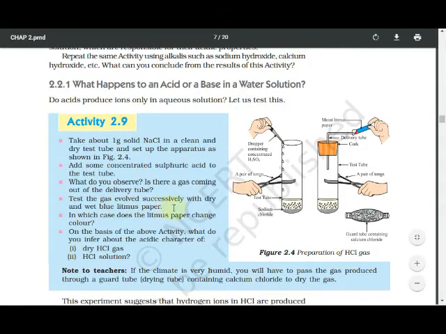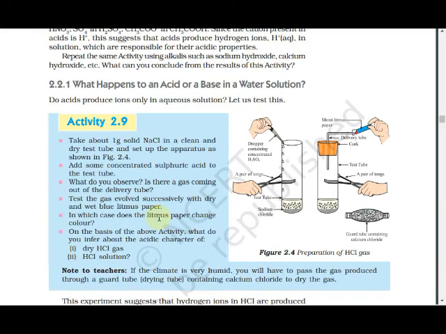Test the gas evolved successively with dry and wet blue litmus paper. Both litmus papers you have to see. Dry and wet blue litmus paper, both. Only blue litmus paper is given, but you have to take two litmus papers, dry also and wet also. In which case does the litmus paper change the color?